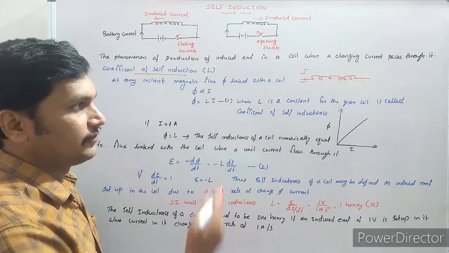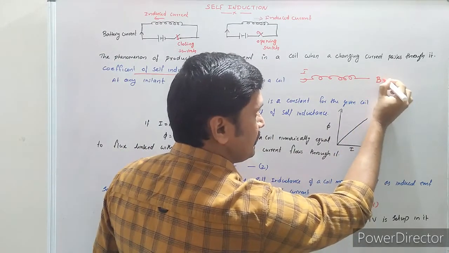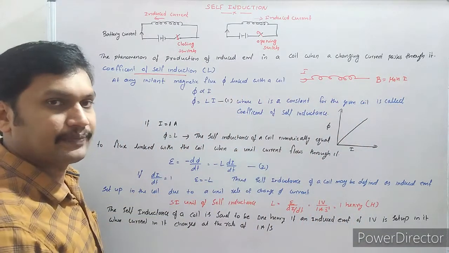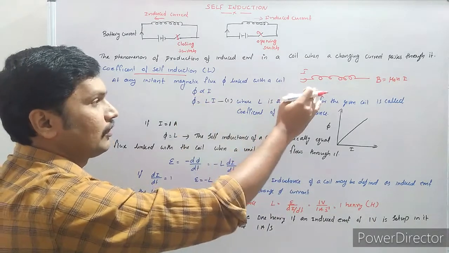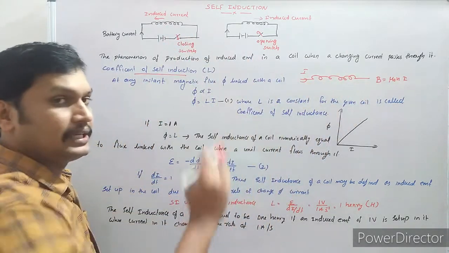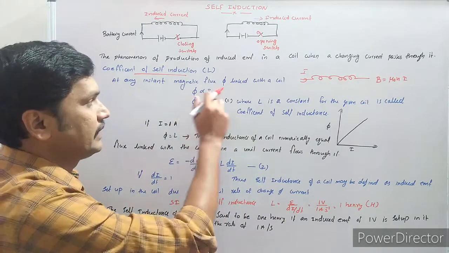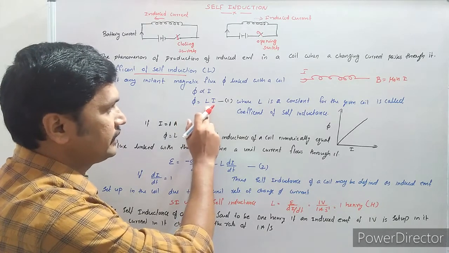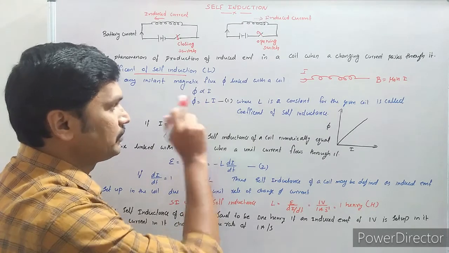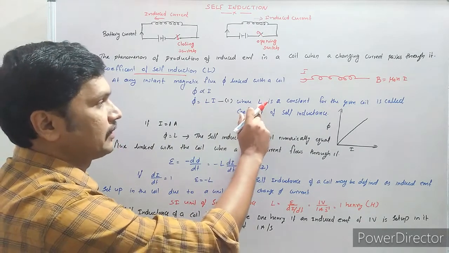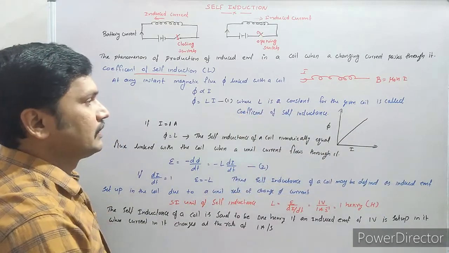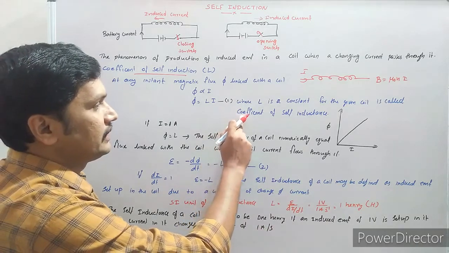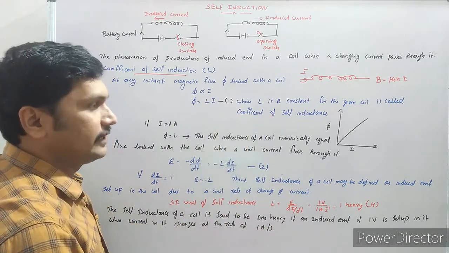We know that the magnetic field produced by this coil is B equal to mu 0 N into I. The magnetic field is directly proportional to current, so the magnetic flux associated with this coil is directly proportional to current. Phi is directly proportional to I, or phi is equal to a proportionality constant into I. Phi is equal to L into I. And here this proportionality constant L is known as the coefficient of self-inductance.